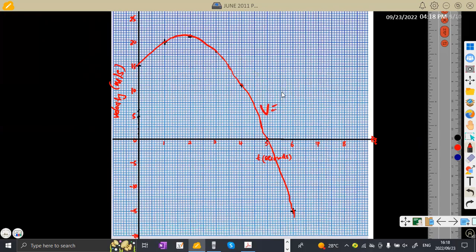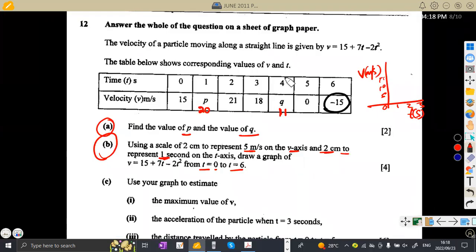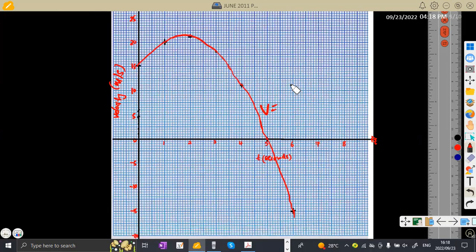V is equivalent to, what was the equation? Let's get this equation that you're given here. You write it as it is on your graph. So on our graph, let us write our equation. It's 15 plus 70 minus 2t squared. Just like that, you're done. Yes, just like that, guys, you're done.